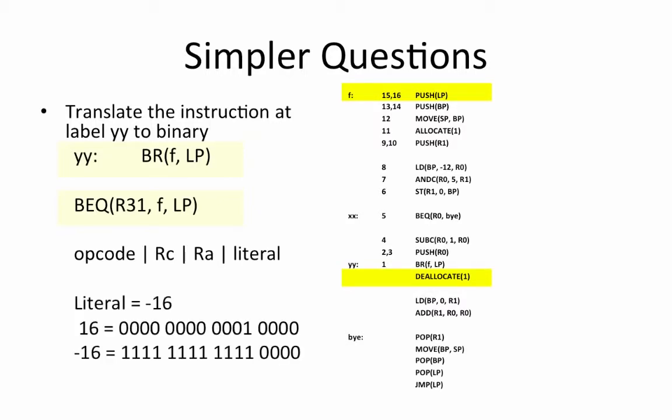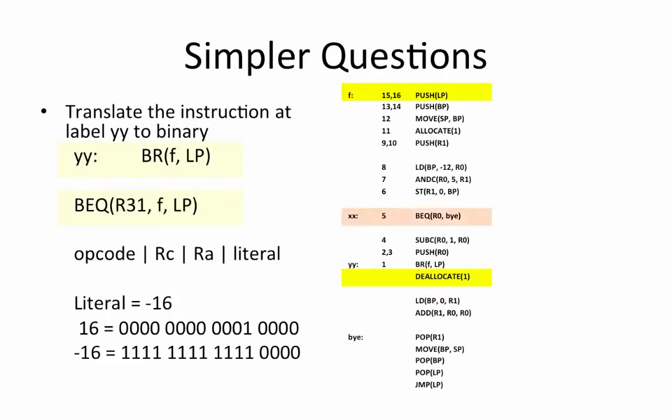So our literal is minus 16, expressed as a 16-bit binary number. Positive 16 is a bunch of zeros followed by 1, 0, 0, 0, 0. So minus 16 is 1111, 1111, 1111, 0000.